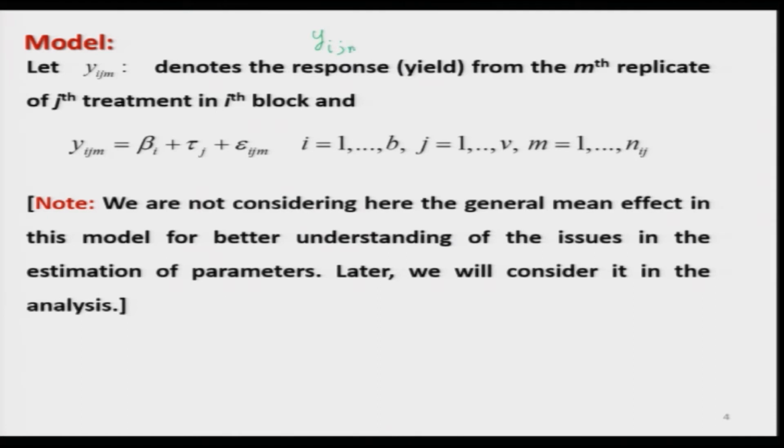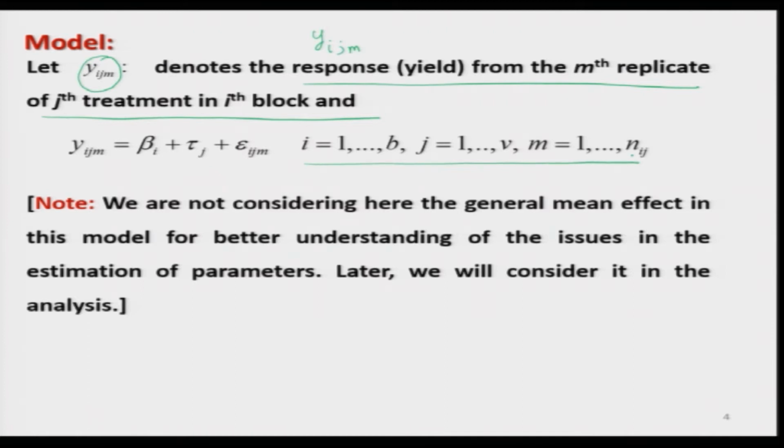like here M. So, in the case of incomplete block design, we are going to represent the response or the yield from the mth replicate of jth treatment in the ith block as Yijm. So, i is for block, j is for the treatment, and m indicates the mth replicate. Now, how many times a treatment is replicated in a block is indicated by the number nij.